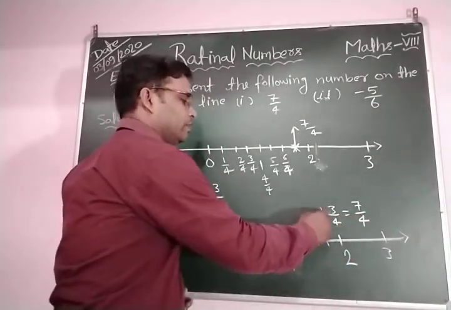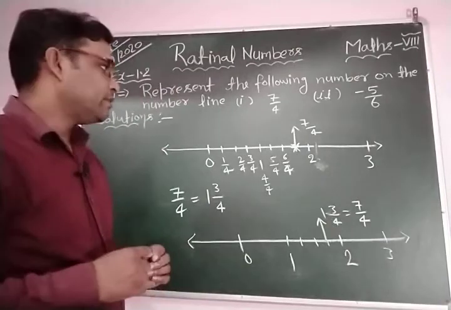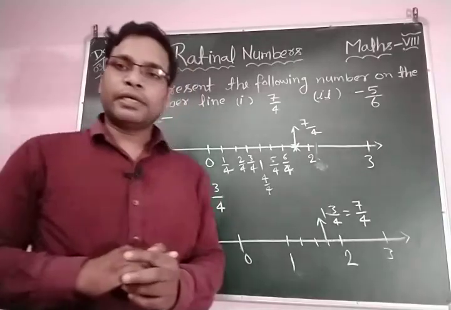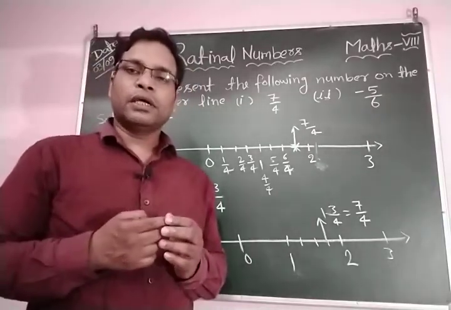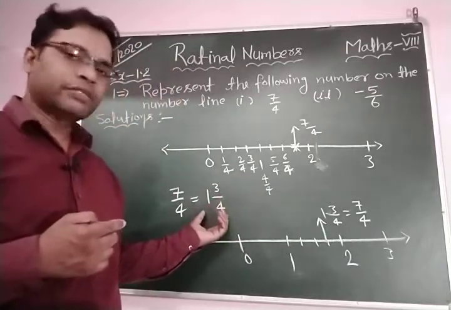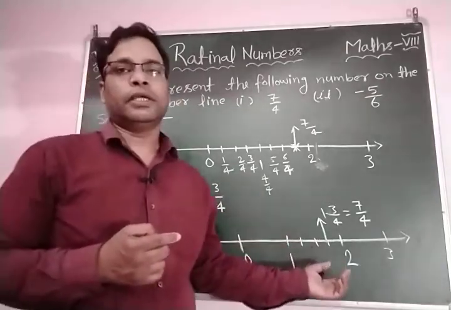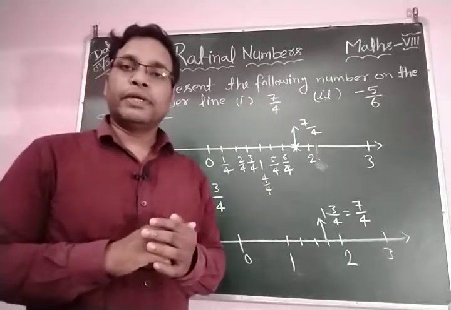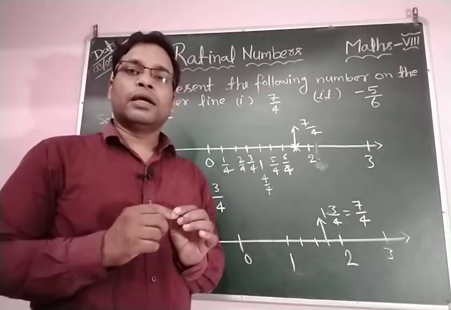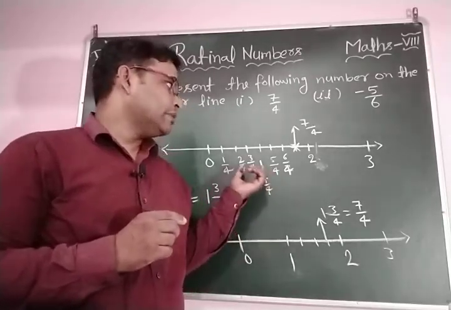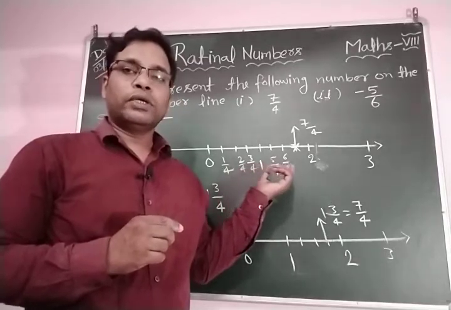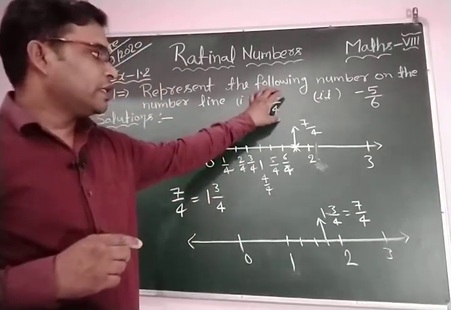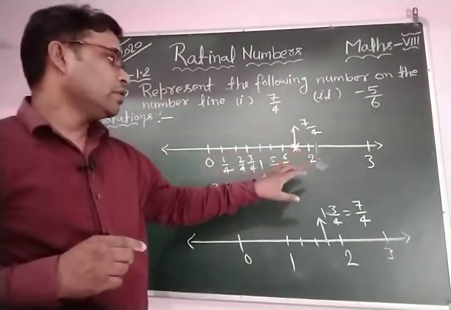So students, I hope all of you understood how to represent a rational number on the number line. If the rational number is in the form of an improper fraction, first we convert it into a mixed fraction. After this we represent it, or we find where the given rational number belongs, in which place. It means it lies between 0 and 1, or 1 and 2, or 2 and 3. After this we can see here 7 by 4 lies between 1 and 2.